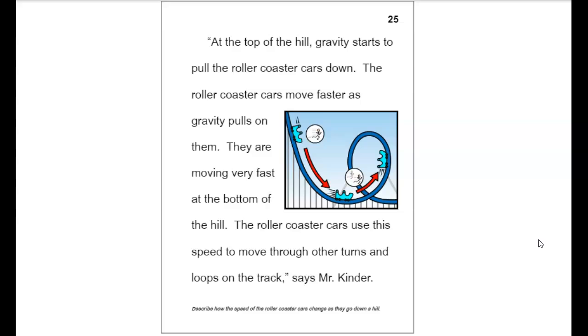"At the top of the hill, gravity starts to pull the roller coaster cars down. The roller coaster cars move faster as gravity pulls on them. They are moving very fast at the bottom of the hill. The roller coaster cars use this speed to move through other turns and loops on the track," says Mr. Kinder. So if you look at our picture, the gravity pulls the car down. It makes it go fast, and that speed helps it to go through the loops.